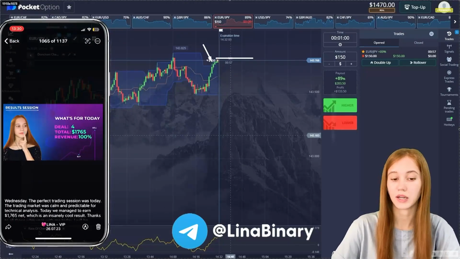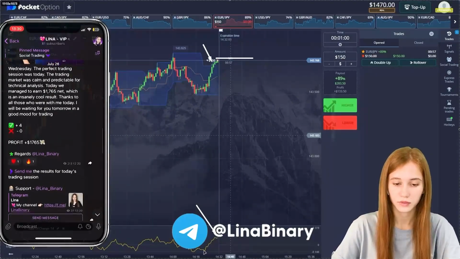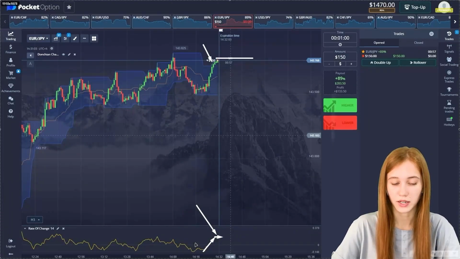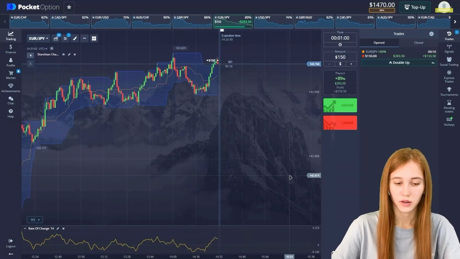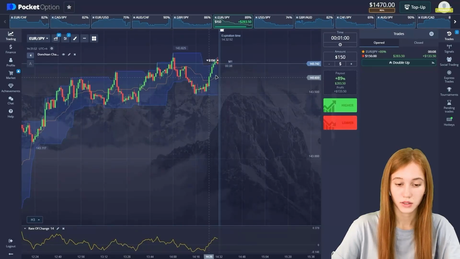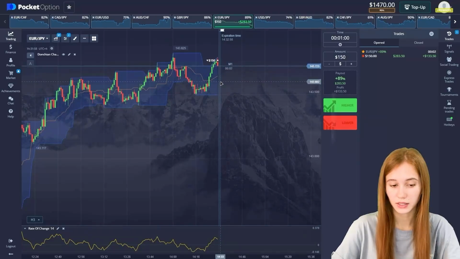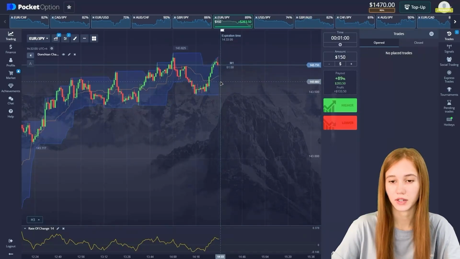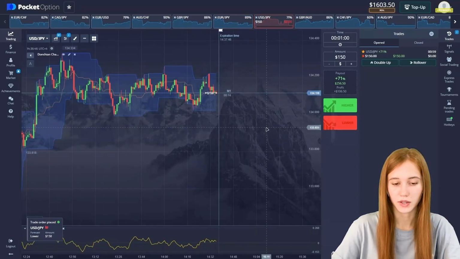Also, leveling has begun according to the indicator. That means the trend has begun to fall. Let's see. Less than 10 seconds left. Plus, deal profit is $133. Good. So now we have moved to the next currency pair.